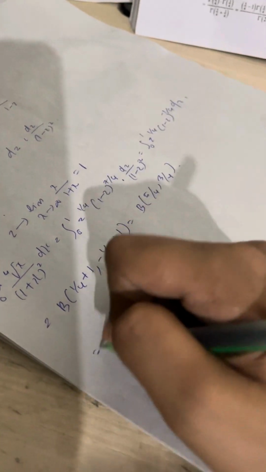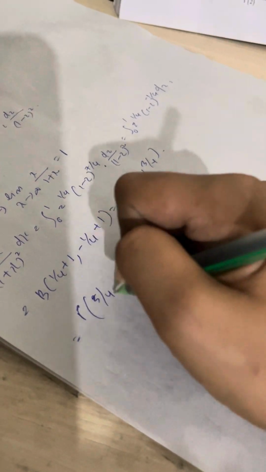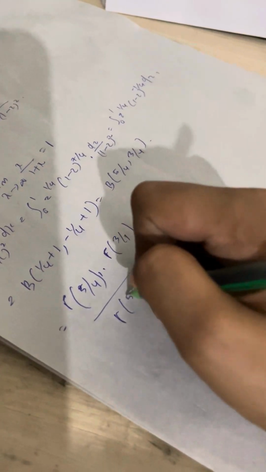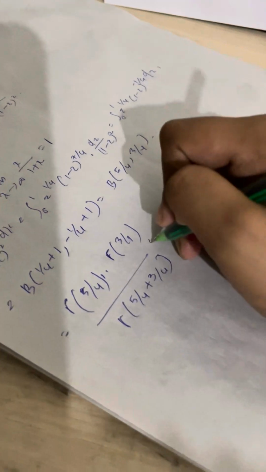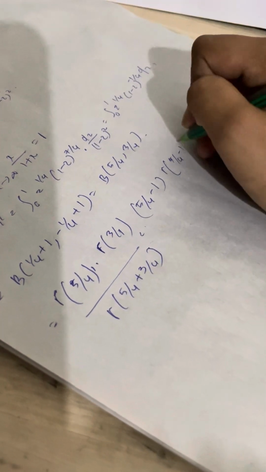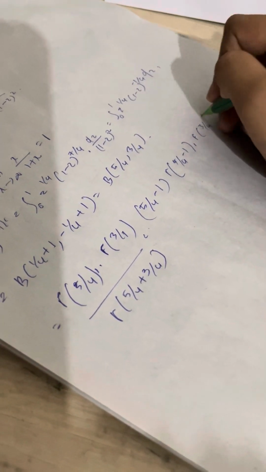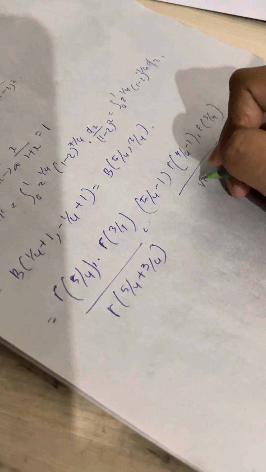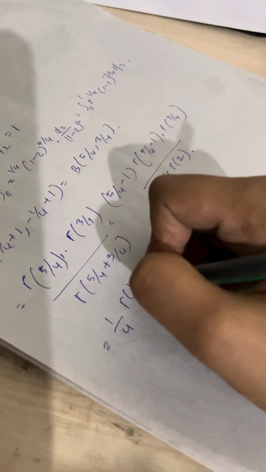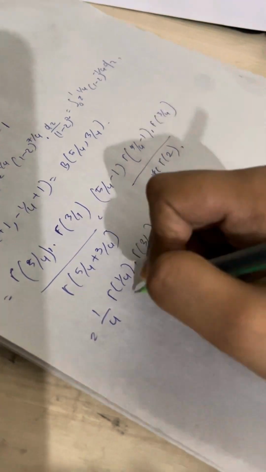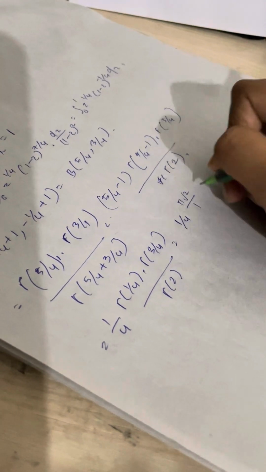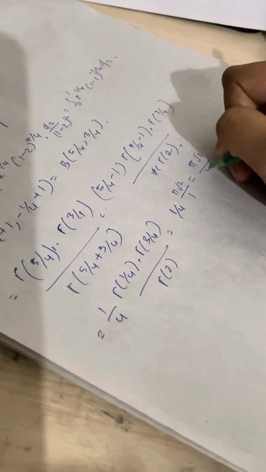Hence, this is equal to gamma of 5 by 4 into gamma of 3 by 4 by gamma of 5 by 4 plus 3 by 4, which is equal to (5 by 4 minus 1) into gamma of (5 by 4 minus 1) into gamma of 3 by 4 by gamma of 2, which is equal to 1 by 4 into gamma of 1 by 4 into gamma of 3 by 4 by gamma of 2, which is equal to 1 by 4 into pi root 2 by 1, which is equal to pi root 2 by 4.